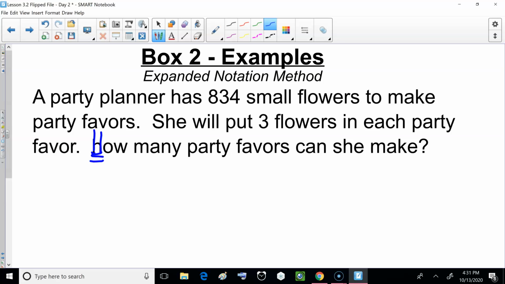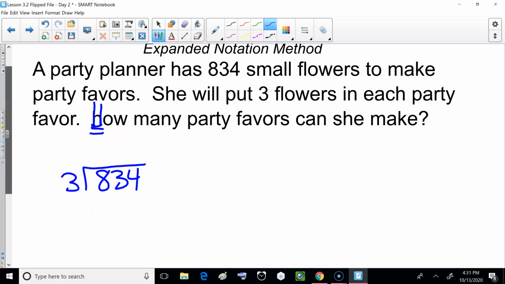A party planner has 834 small flowers to make party favors. She will put 3 flowers in each party favor. How many party favors can she make? I got flowers and favors all going on. So she has 3 per, and she's got 834 flowers. All right. So we're going to start with our 3 can go into 8.